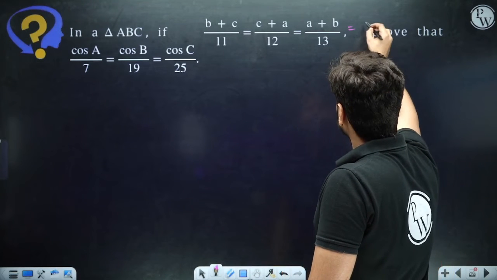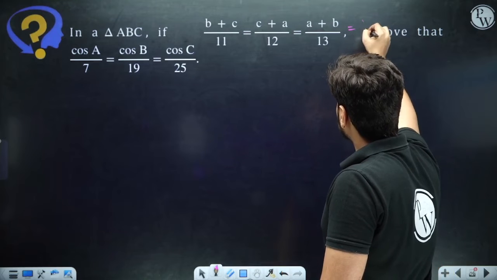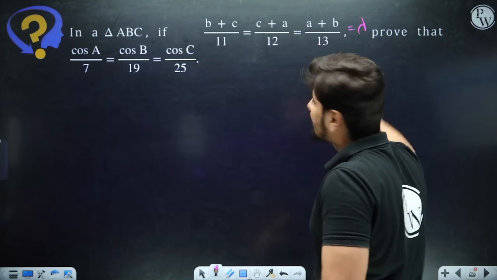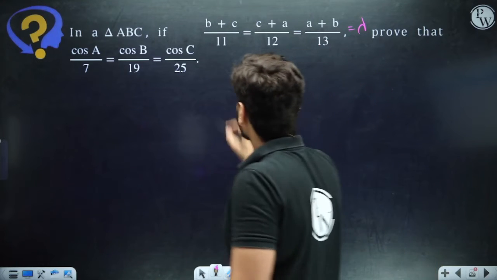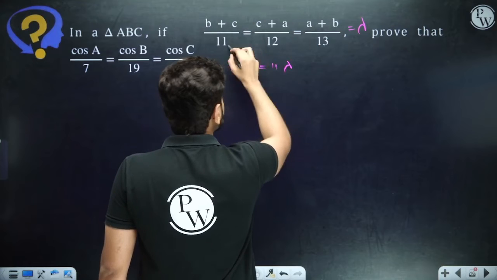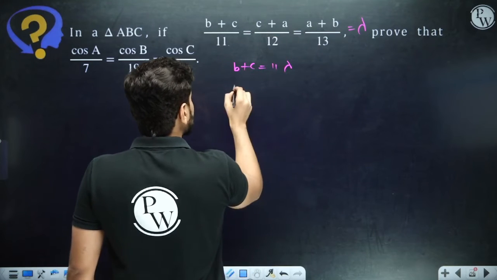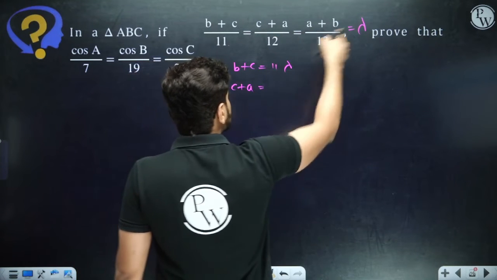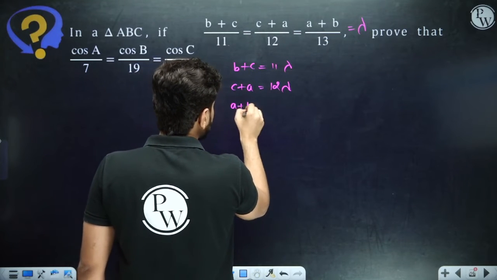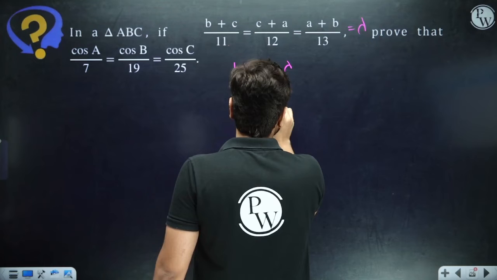First of all, consider this is equal to some constant lambda, let's say. That (B plus C)/11, (C plus A)/12, (A plus B)/13, let's say this is equal to some lambda. So from here I can say the value of B plus C will be equal to 11 times lambda. The value of C plus A is equal to 12 times lambda. The value of A plus B is going to be 13 times lambda.